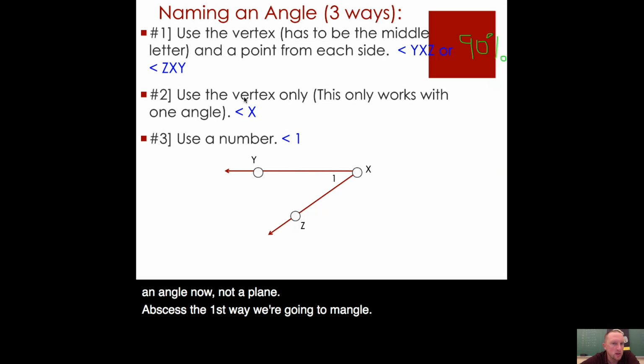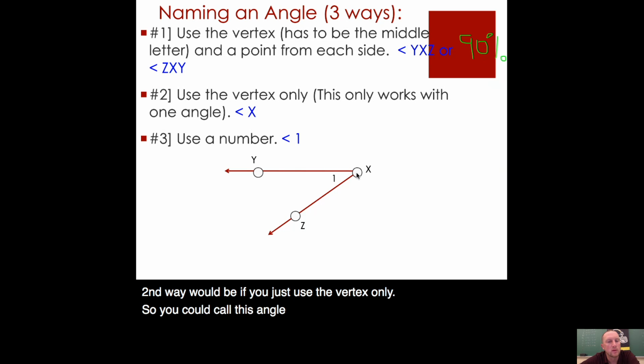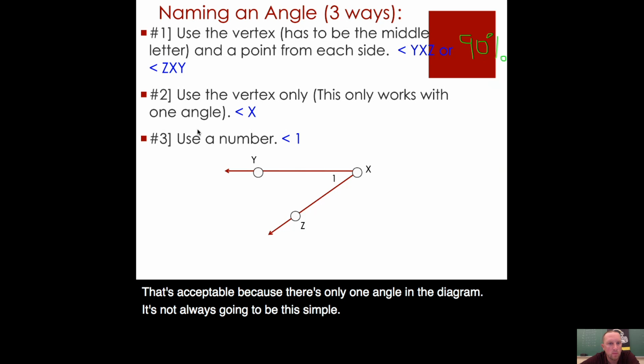The second way would be if you just use the vertex only. So you could call this angle X if you wanted to. That's acceptable because there's only one angle in the diagram. It's not always going to be this simple. So this does not happen very often.